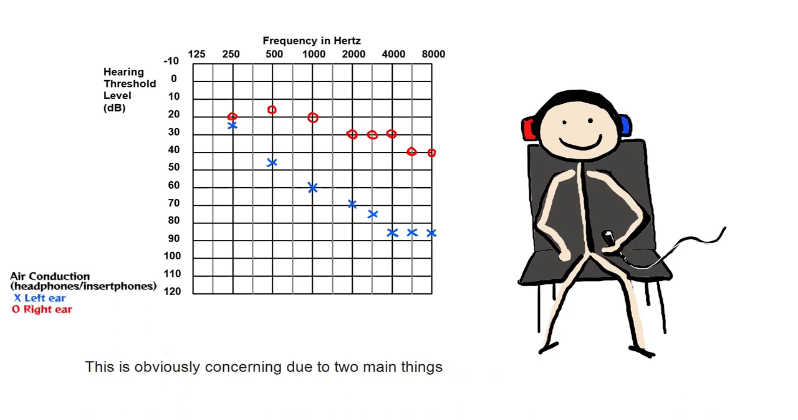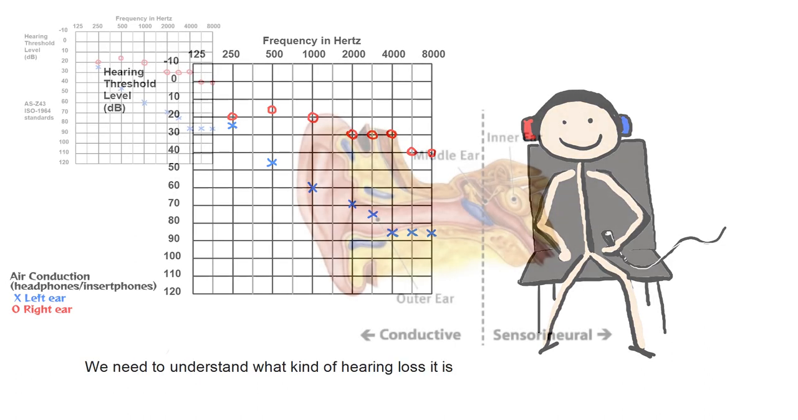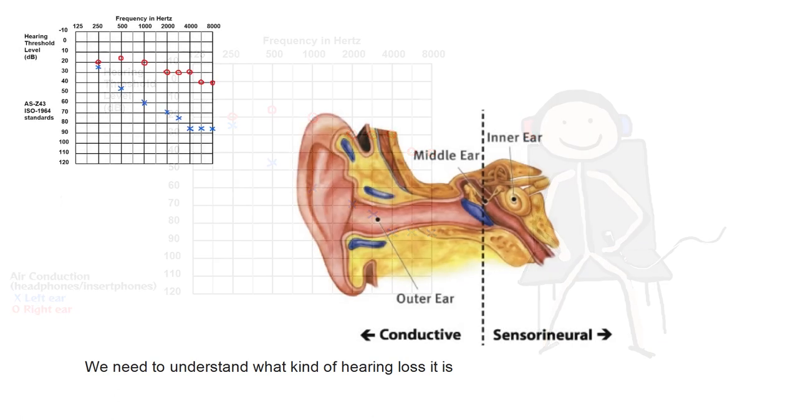This is obviously concerning due to two main things. Firstly, both ears are outside the normal hearing range. And secondly, the hearing loss is asymmetrical. The left is a lot worse than the right. But we haven't completed the audiogram, so we need to understand what kind of hearing loss it is.